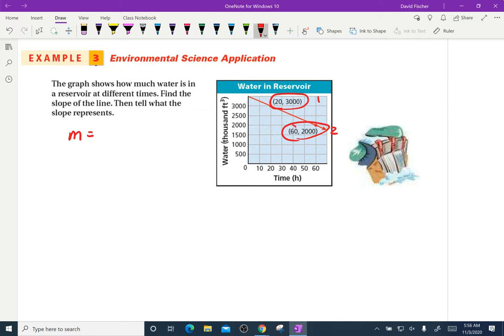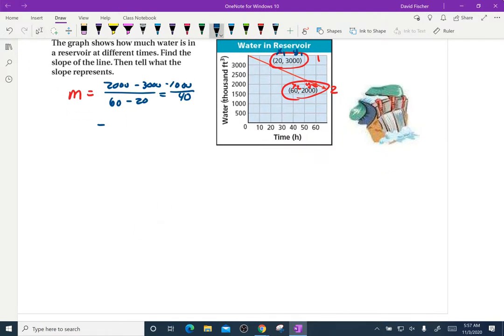So in this case, this is my x sub 2, y sub 2. This is my x sub 1, y sub 1. So 2,000 minus 3,000 over 60 minus 20. Here I get a 40, here I get 1,000, but it's a negative 1,000. And now if I take 1,000 and divide it by 40, I get a negative 25 over 1. So there's my slope. But now I have to say what my slope means.